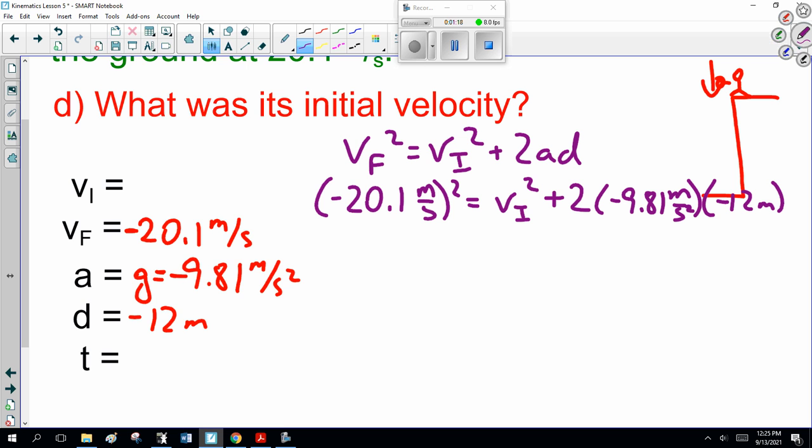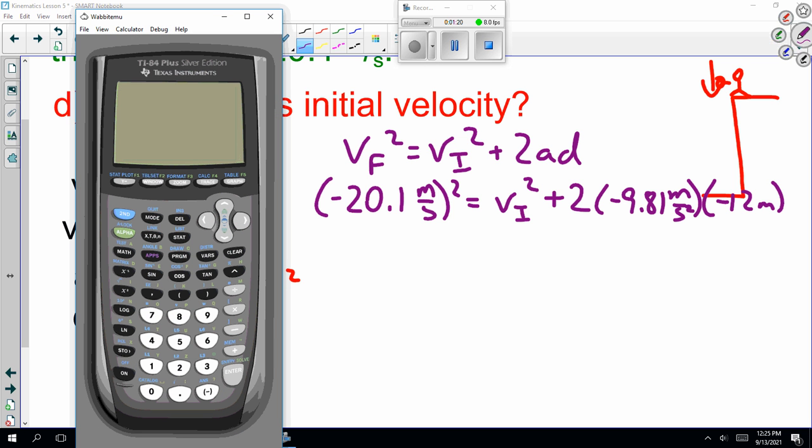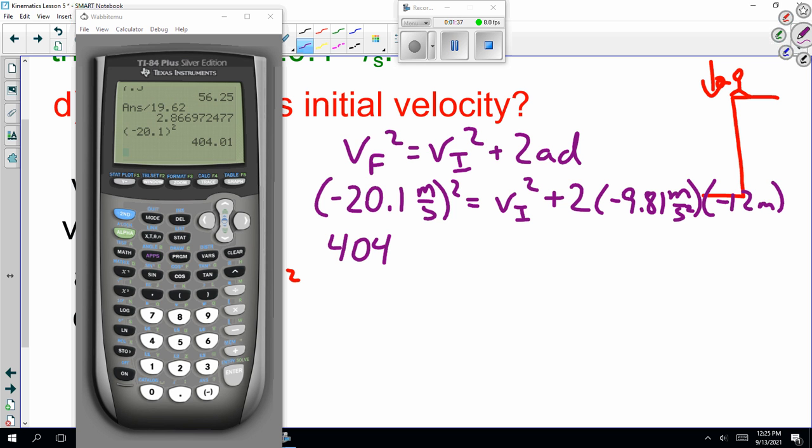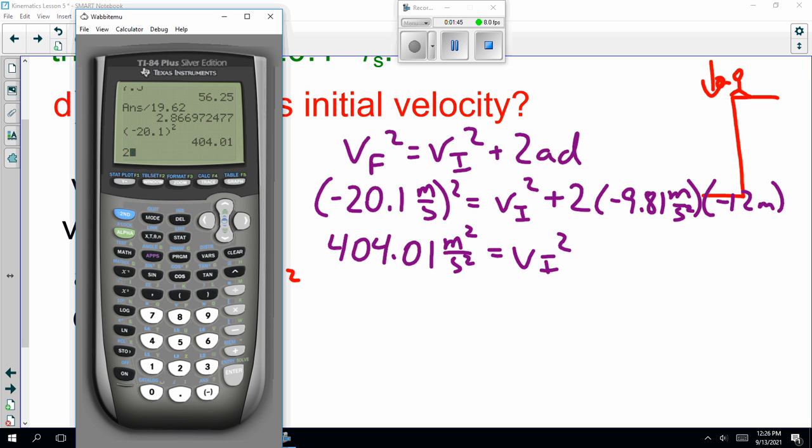So let's grab Mr. Calculator and do some calculations here. Clear. Now, if you're going to do this with the negative sign, remember, negative 20.1 close bracket squared, 404.01. Now, 2 times negative 9.81 times negative 12, 235.